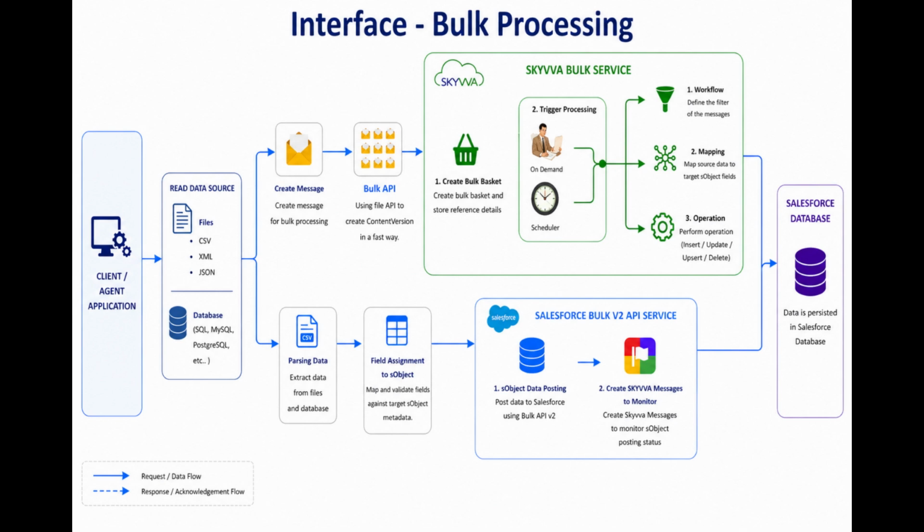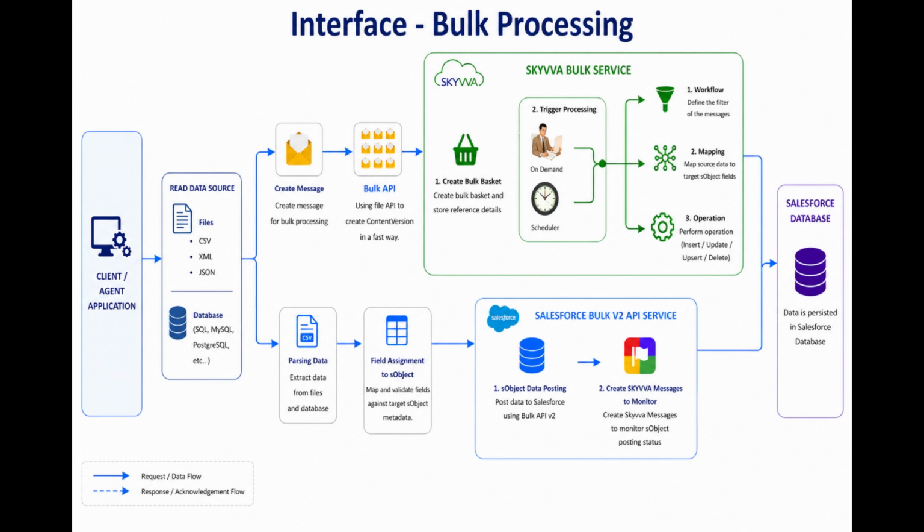In contrast, the Salesforce Bulk v2 API service provides a direct, high-speed processing path. Data is parsed and mapped to Salesforce objects before being sent directly to the Bulk API v2. There is no intermediate SKYVVA staging or workflow. SKYVVA generates monitoring messages to track the job status. This approach is optimized for handling very large datasets with maximum performance.